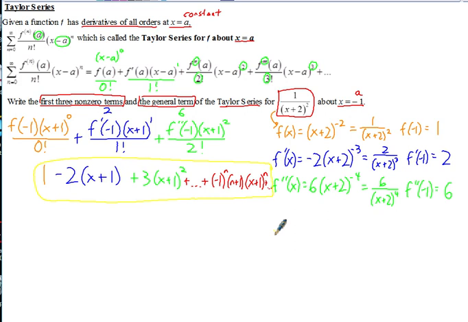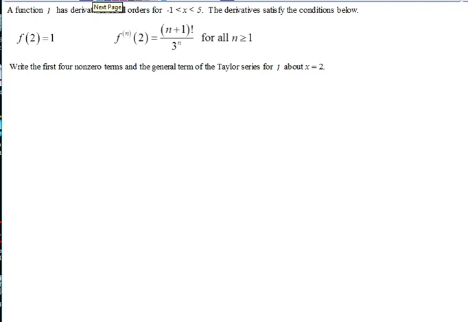Okay, let's take a look at one a little bit different now. This next one, we're given the formula here. It says f has derivatives of all orders when x is between negative 1 and 5. And notice we're asked about at x equals 2, which is in that interval, so the derivatives all exist at 2. And the derivatives satisfy the conditions below. This time we're given f of 2 is 1, and then we're given a formula to generate the nth derivative at 2. And that formula is n plus 1 factorial divided by 3 to the n, for all n greater than or equal to 1. So starting with the first derivative.